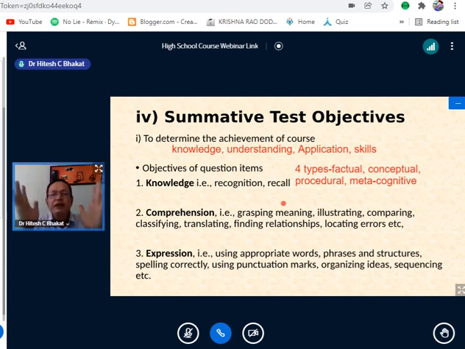So here in examination, we have knowledge questions. Here we talk about only factual knowledge, that is called recognition and fact recall. Facts, only facts. Recognition knowledge is sometimes fill in the blanks. For example, fill in the blanks using the appropriate article given in the bracket. Here the answer is given, and they are supposed to recognize which one is the correct one. That is called knowledge recognition.